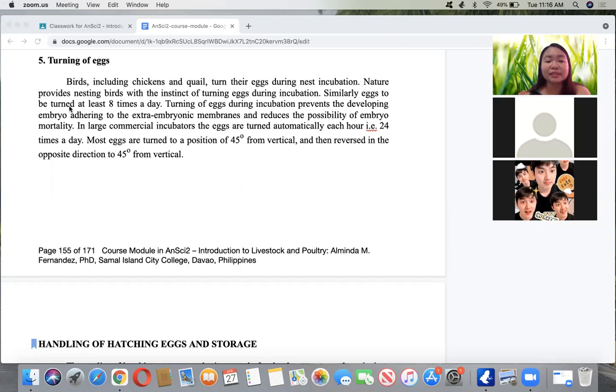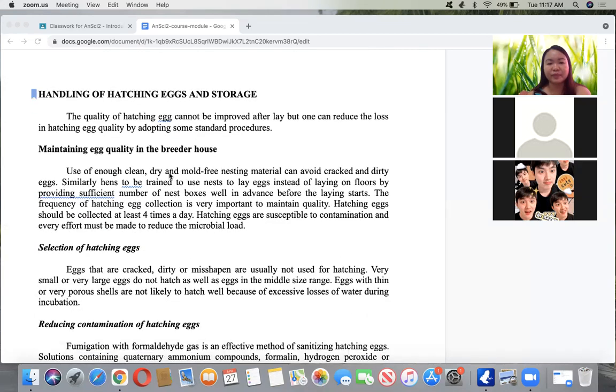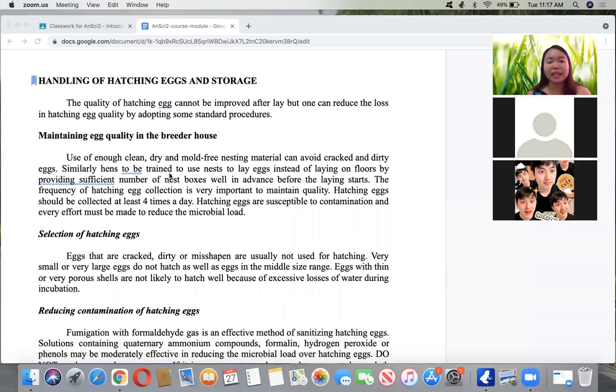And similarly, eggs to be turned at least 8 times actually a day. Then turning of eggs during incubation prevents the developing embryo from adhering to the extra embryonic membranes and reduces the possibility of mortality. So, in the large commercial incubators, the eggs are actually turned automatically each hour, na 24 times a day. So, ganun na nga sa commercial. And most eggs are turned into position up to 45 degrees from vertical and then reverse in the opposite direction to 45 degrees from vertical naman. So, makikita ninyo mamaya.